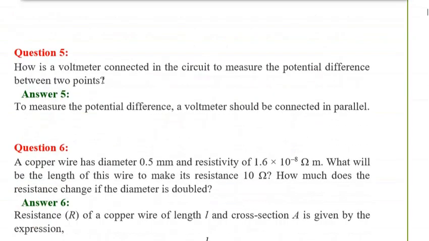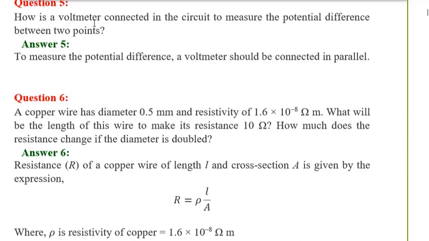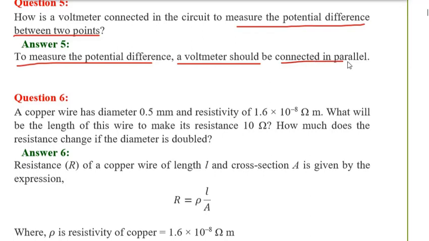Let's see question number 5. This is question number 5. How is a voltmeter connected in the circuit to measure the potential difference between 2 points? Let's see the answer of this question, which is very easy. To measure the potential difference, a voltmeter should be connected in parallel. Hope there is no problem to understand the answer of question number 5.